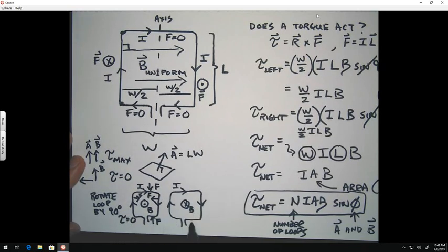The same analysis applies here. I'll let you try that. Obviously, your forces will be reversed.